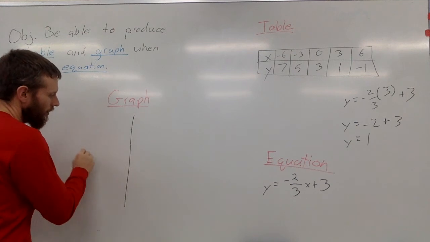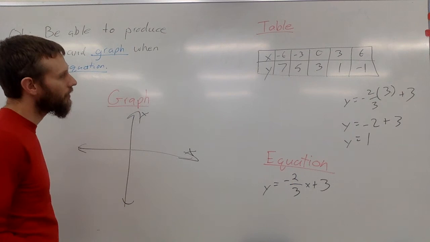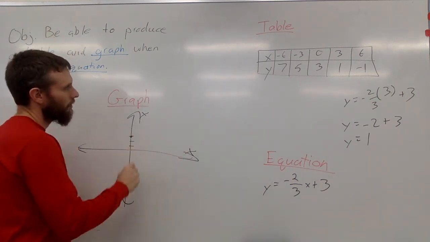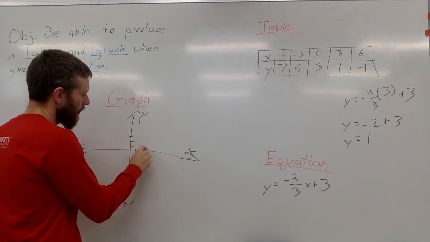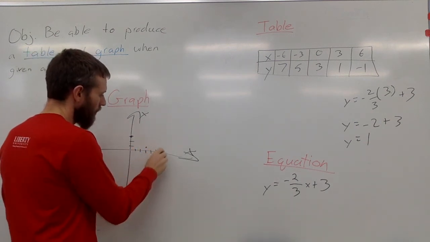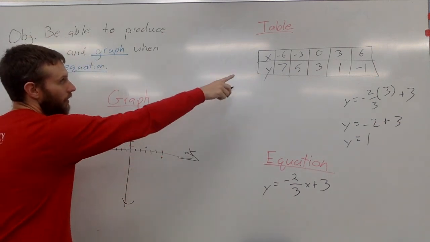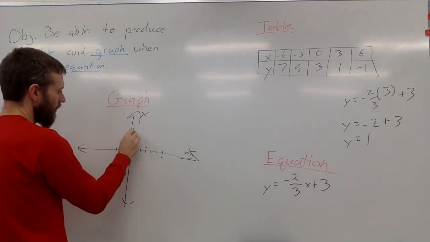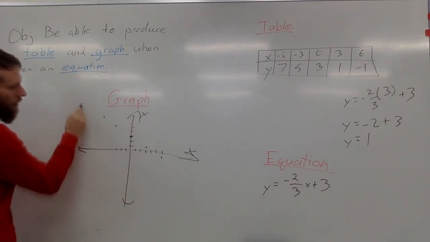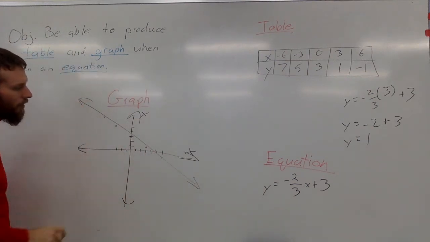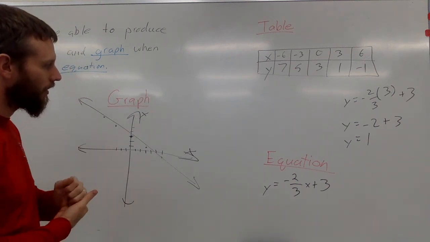I can simply graph this line. Here's my y, here's my x, 0, 3 is my y-intercept. Another coordinate is 3, 1. Another coordinate is 6, -1. Another coordinate is -3, 5. And then -6, 7 will be somewhere up here. And now I have, once again, graphed the line given the equation.